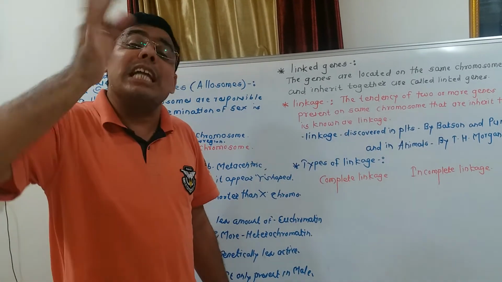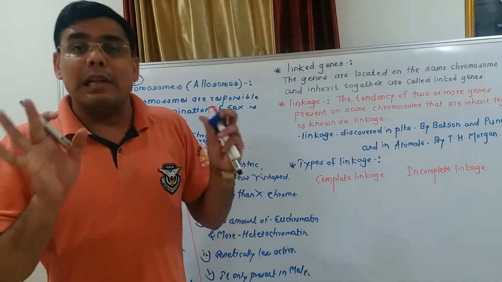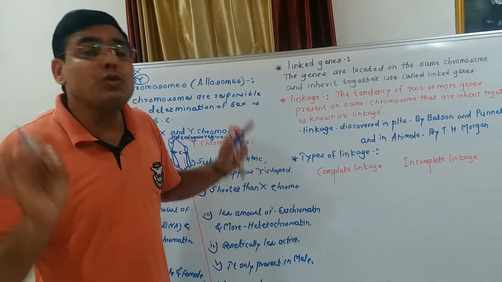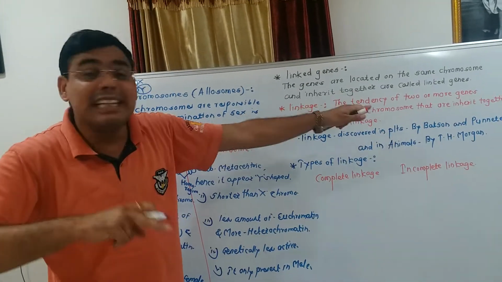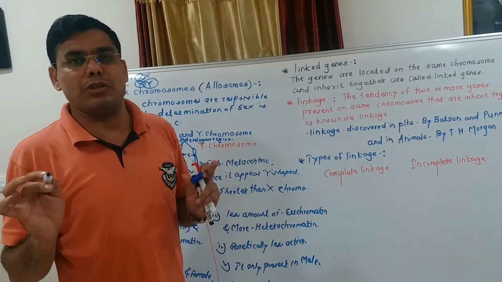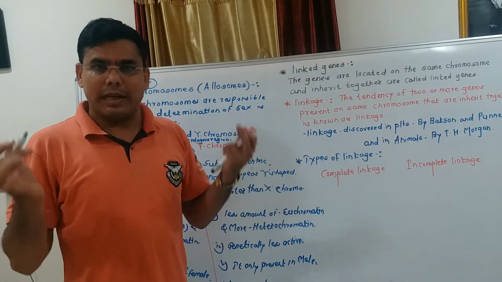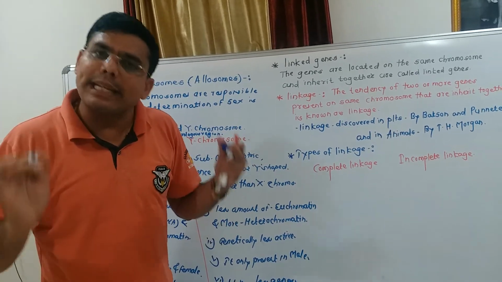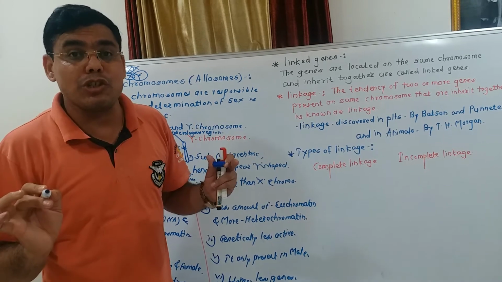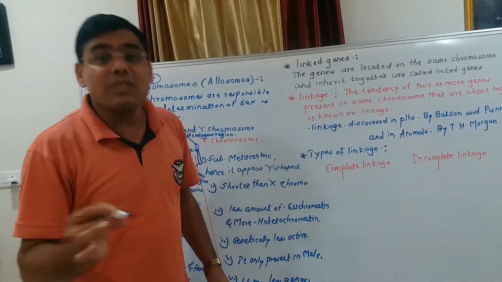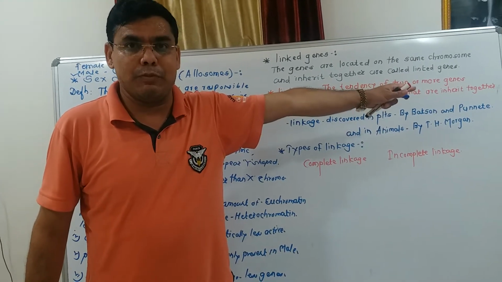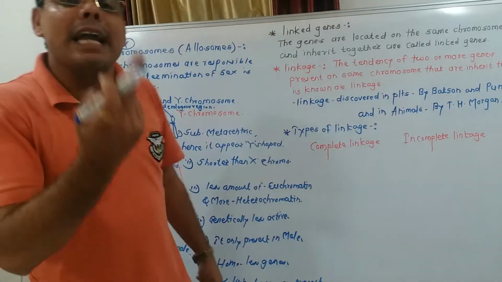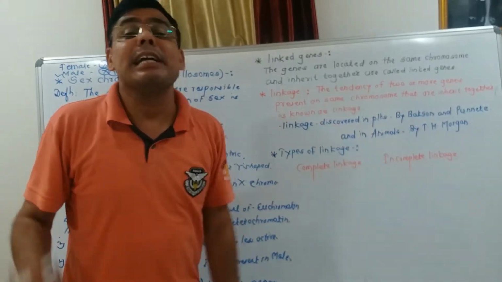So what is the definition of linkage? Linkage is the tendency of two or more genes located on the same chromosome to inherit together. In plants, linkage was first discovered by the scientists Bateson and Punnett, and in animals, linkage was first discovered by T.H. Morgan.